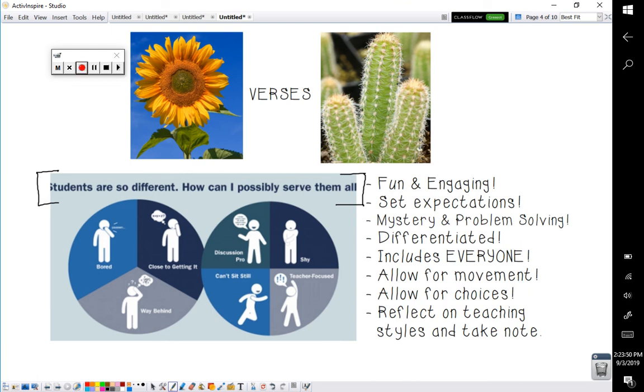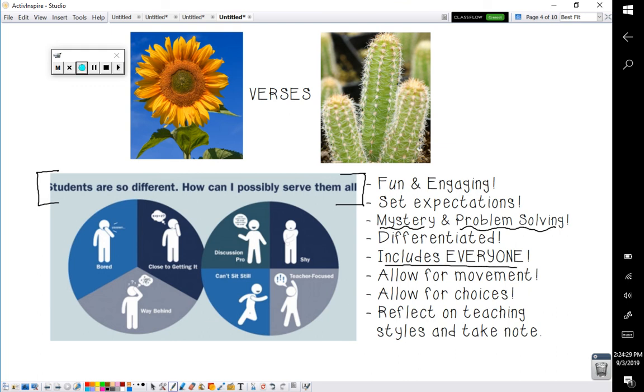The goals of teaching and expanding our students' minds of mathematics, in order to do that, we need to facilitate fun and engaging activities and set expectations that are not necessarily rules, but what do we expect in our classroom? What do we want our classroom to look like? We can solve mysteries and problem solve, especially in mathematics. That's so important. And then allow for differentiated instruction. If a student does not like to participate, maybe we can go up to them and have that conversation and see if their answer is correct and encourage them to participate. Include everybody.